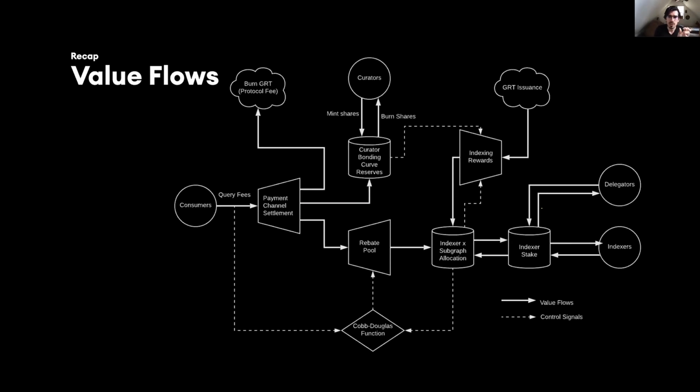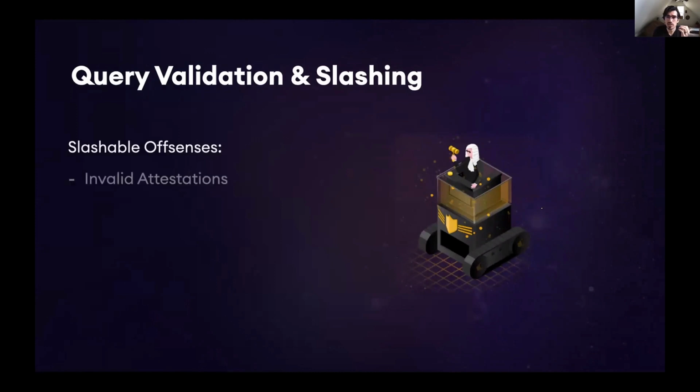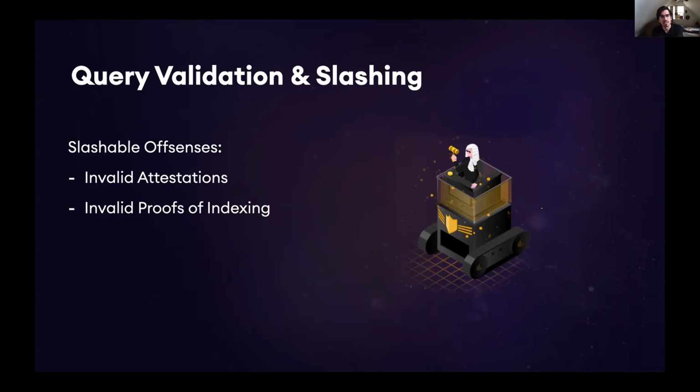One thing that I haven't touched on and that's not shown in this value flow is how these queries and indexing work are secured. We have a mechanism for query and indexing validation and slashing in the protocol. Right now that's based on an arbitrator that's set through decentralized governance. The slashable offenses for that are invalid attestations. We talked about attestations before in the query market. In order to unlock a micropayment, an indexer has to provide an attestation. That means what they're providing is actually the means to slash them if that response is incorrect.